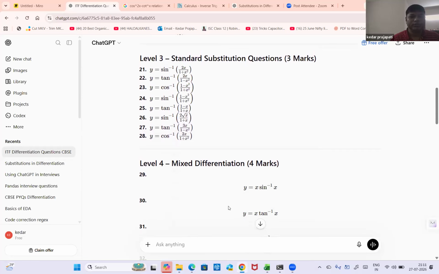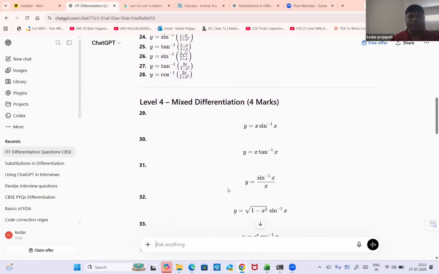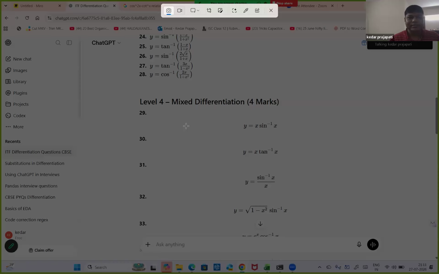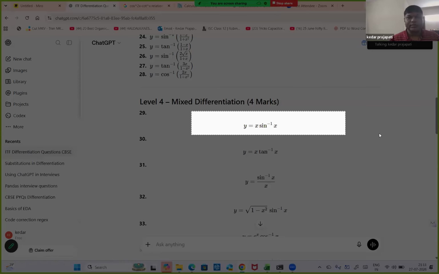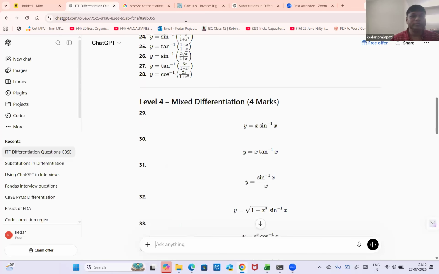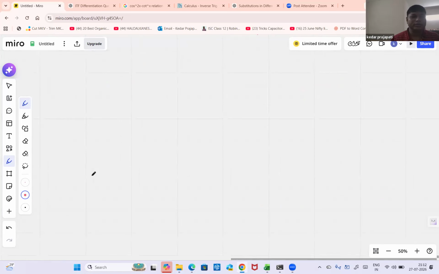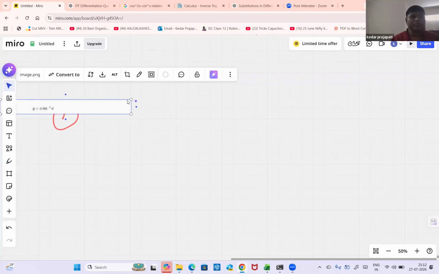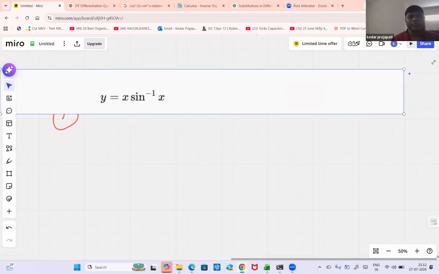So I'm going with mixed differentiation. This one. Okay. NCERT we will solve tomorrow. First, be comfortable. This is a mixed one. What is it?